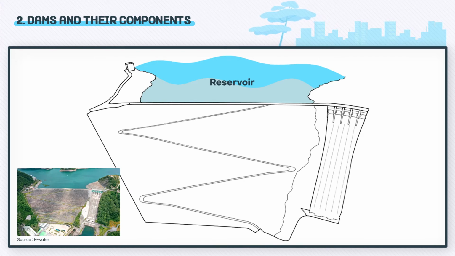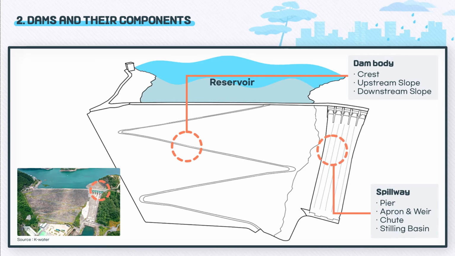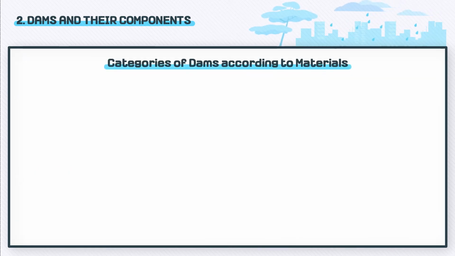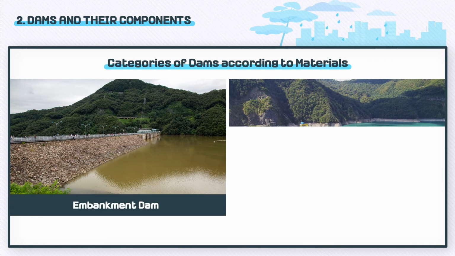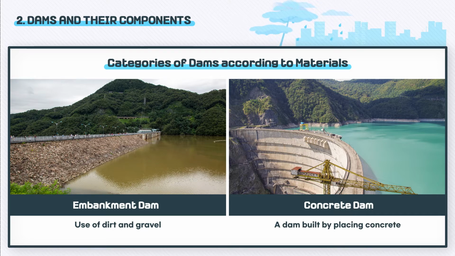Before examining the procedure of safety inspections, let's first discuss the various types of dam facilities. In general, dam facilities are composed of the body which supports the water pressure by holding water in the reservoir, a spillway which is used to release water during floods, and an intake facility to supply water downstream. Dams can be categorized according to the construction materials, which are embankment and concrete type dams. An embankment dam refers to those using dirt and gravel, while the other type is made of concrete.